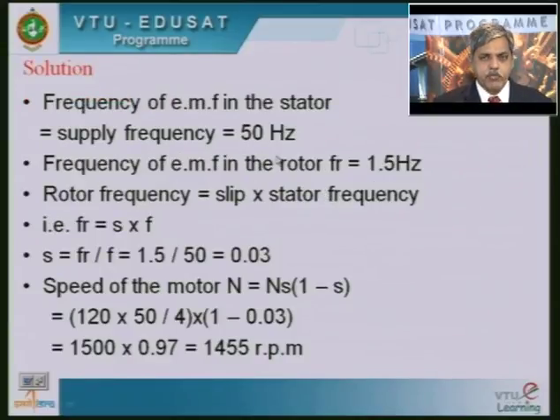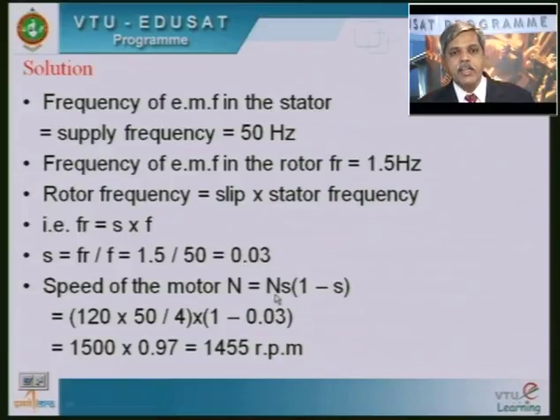Supply frequency is 50 hertz. Then the frequency of the EMF in the rotor is 1.5 hertz. So the rotor frequency is slip times the stator frequency. So using this relationship, I get the slip as 0.03. Then speed of the motor N is equal to Ns into 1 minus S. Therefore, I will be getting a speed of 1455 rpm.